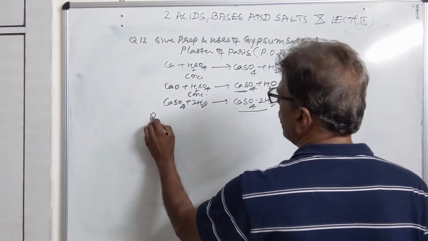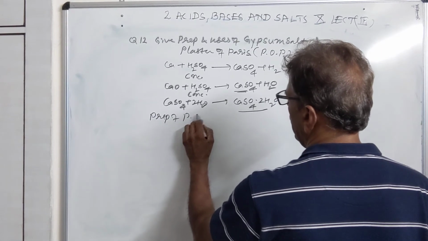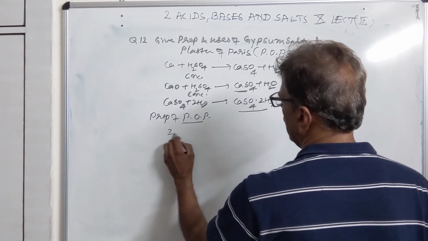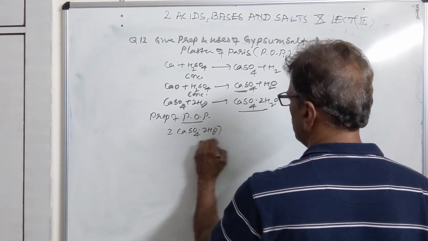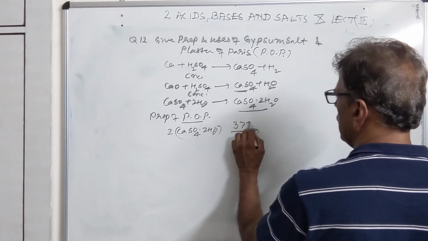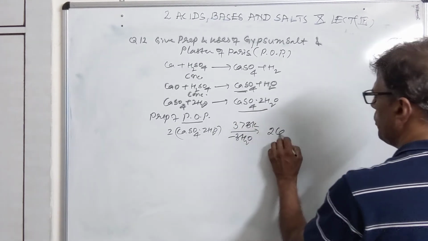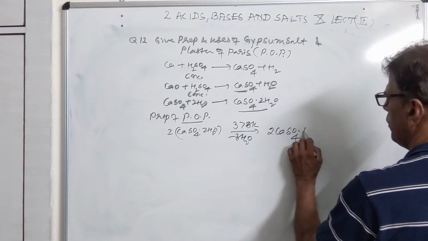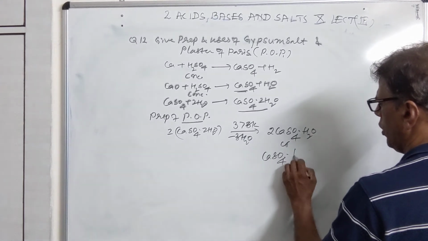Now we have the preparation of plaster of Paris. It can be prepared by heating gypsum at 373 Kelvin. It will eliminate 3 water molecules and will produce plaster of Paris. It is also written like this: CaSO4·½H2O.